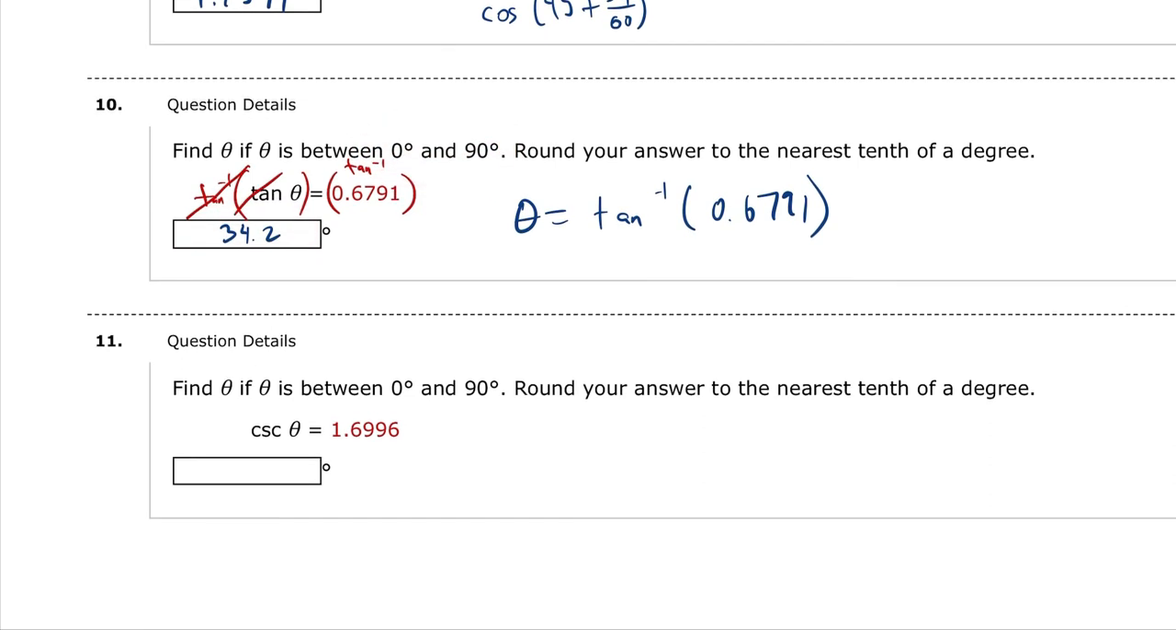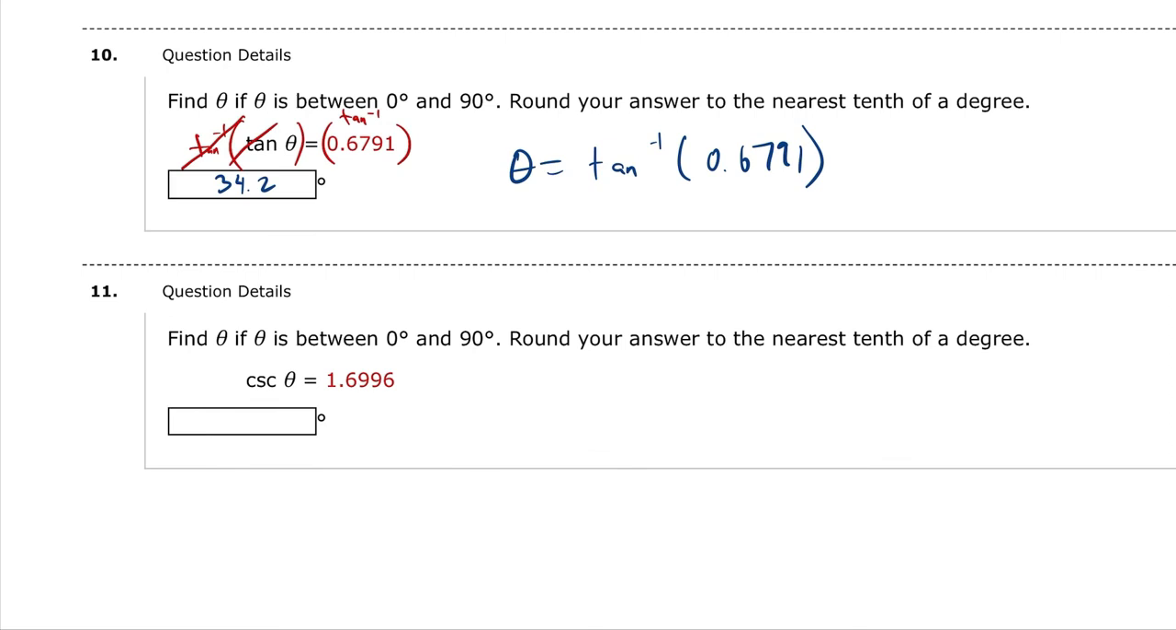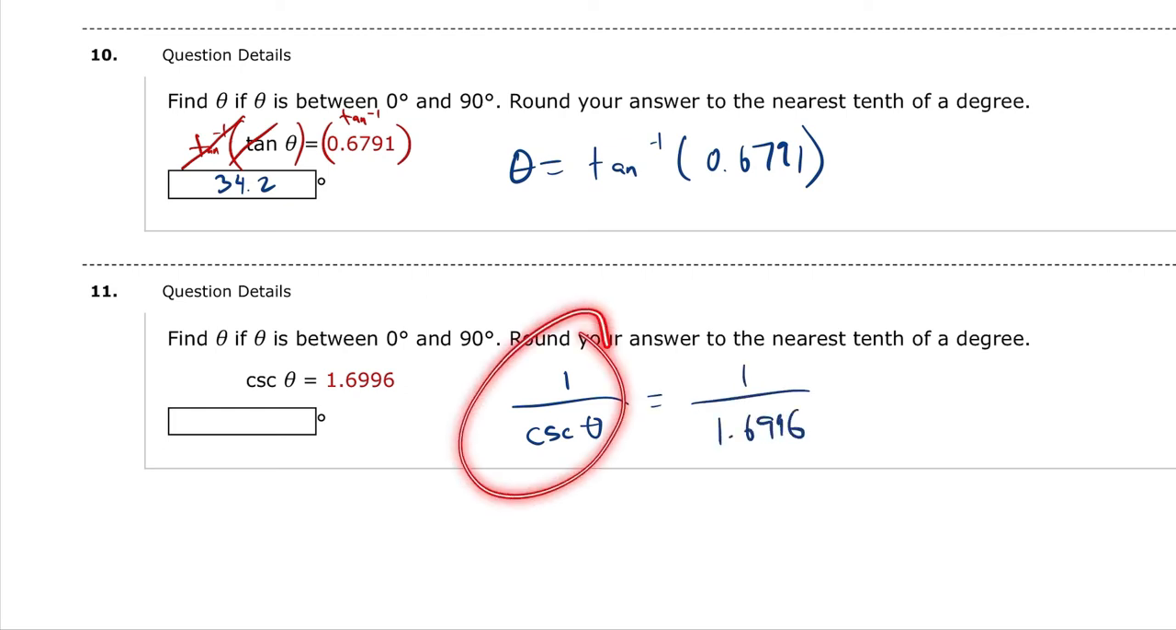Same idea here. But this time, remember, our calculators don't have this function. They only have sine, not cosecant. So you want to take the reciprocal of both sides of the equation. So the reciprocal of the left side is sine. And the reciprocal of the right side would be, maybe I should write this out so that you can see what I'm doing. 1 over cosecant theta is equal to 1 over 1.6996. I'm taking the reciprocal of both sides of the equation.